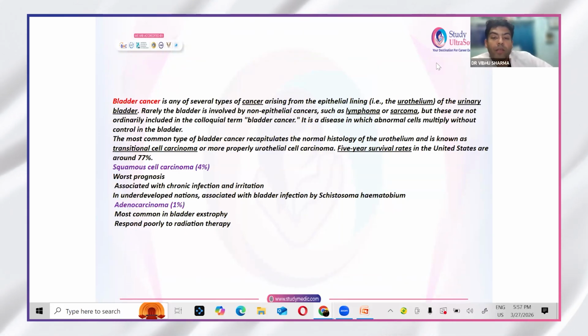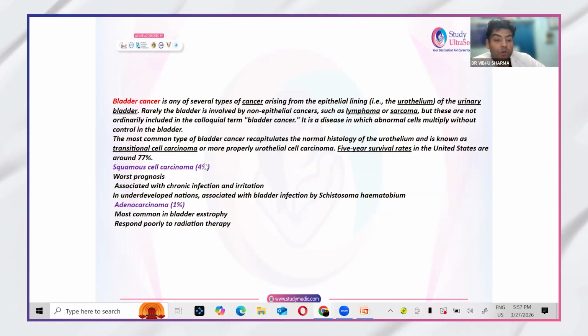So bladder cancer: several types of cancers are there because of the urothelium, the epithelial lining of the bladder. There can be hyperplasia, and it can lead to benign or malignant cancers. Lymphomas and sarcomas can be there. The most common type of bladder cancer is the TCC, the transitional cell carcinoma.